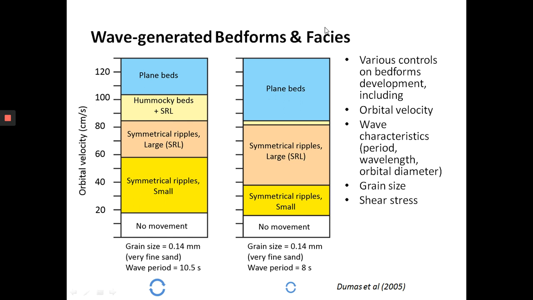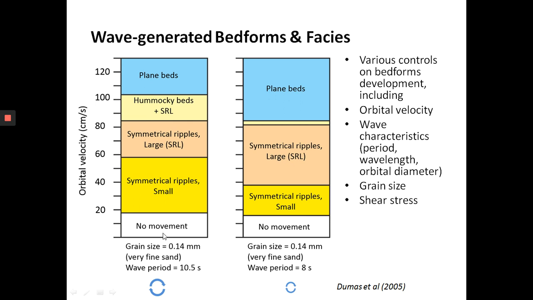Okay. So I'm not going to show you a bedforms diagram. I have a more simplistic diagram here. This is a summary of Dumas et al.'s work, and shows you the relationship between what type of bedform develops and the orbital velocity in centimeters per second. So going from no movement to 120 centimeters per second here, increasing in velocity as it goes upwards in this diagram.